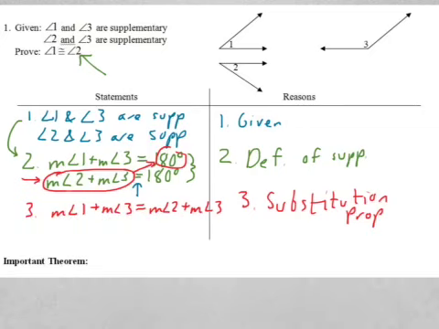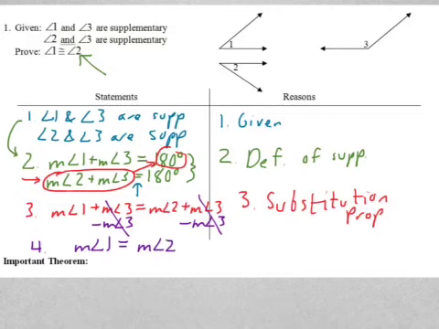How can I get it from here to show that the angle 1 and angle 2 are the same? Well, if you notice, I've got measure of angle 3 written on both sides of the equation. I could get rid of those. So if I subtracted a measure of angle 3 from both sides, they would both disappear. And I would be left with measure of angle 1 equals measure of angle 2.